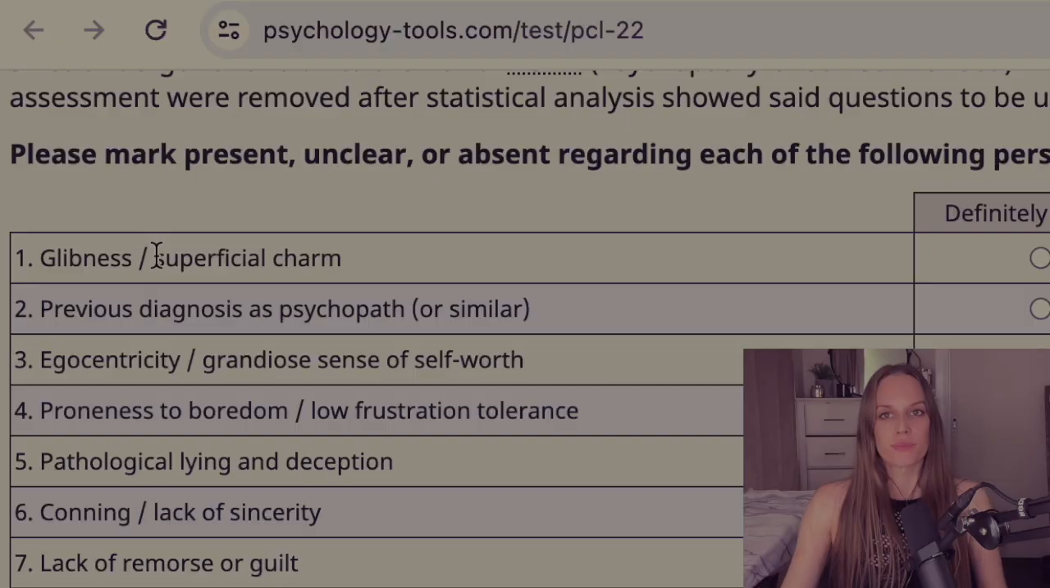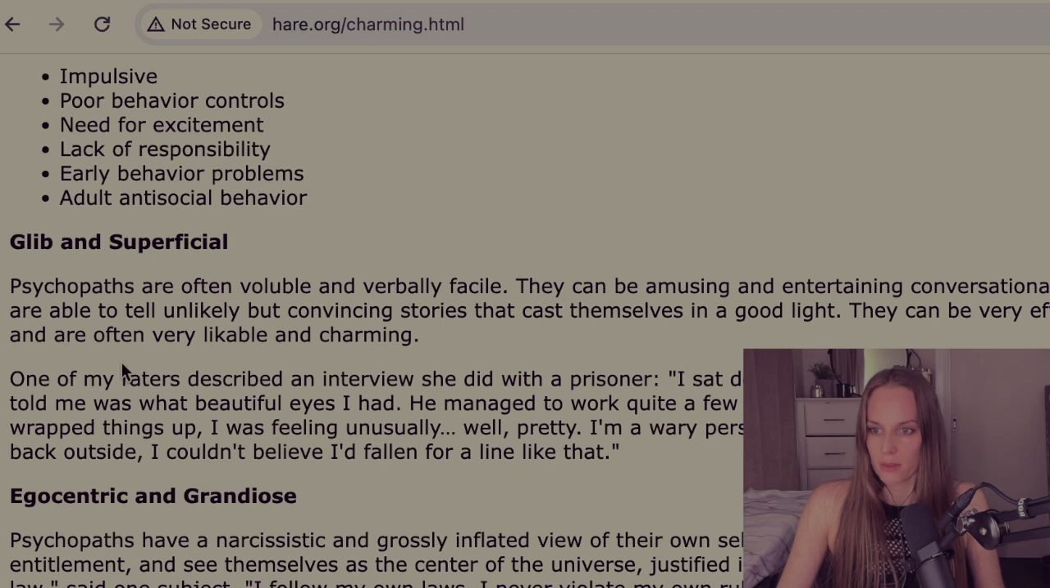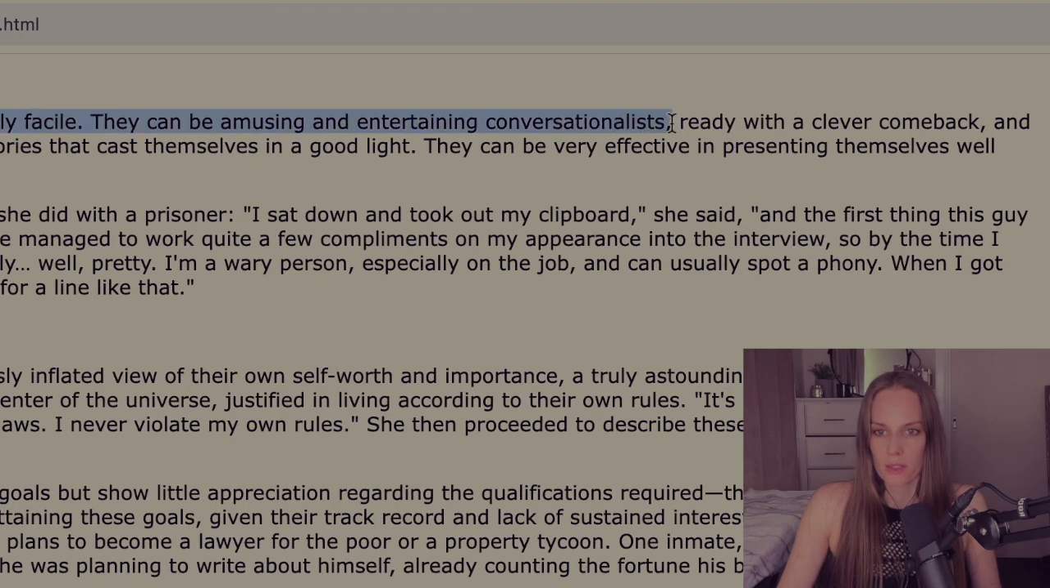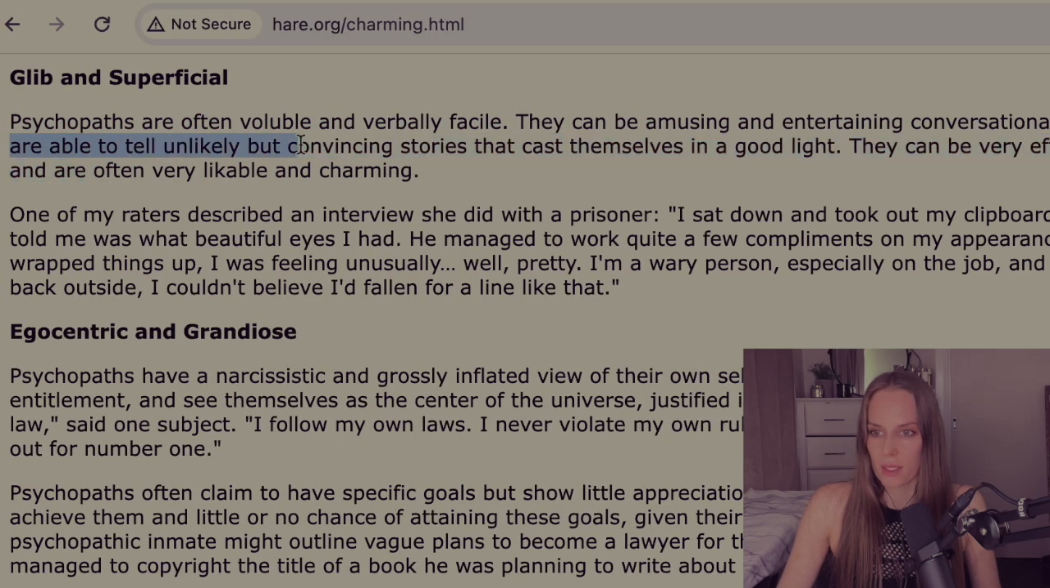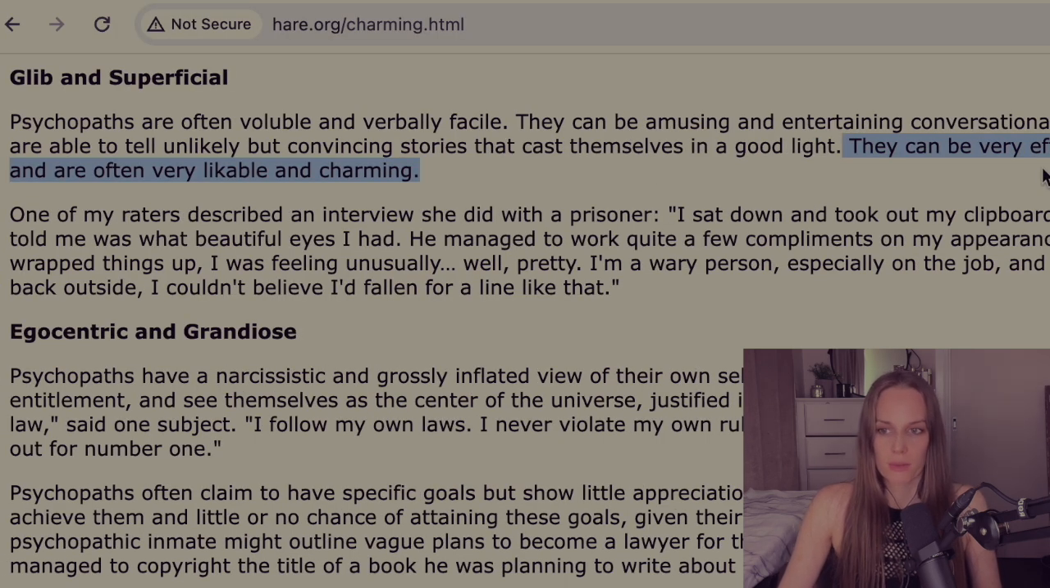So with that said, let's take a look at this. The first item on the test is related to glibness and superficial charm, which Robert Hare describes as: psychopaths are often voluble and verbally facile. They can be amusing and entertaining conversationalists, ready with a clever comeback, and are able to tell unlikely but convincing stories that cast themselves in a good light. They can be very effective in presenting themselves well and are often very likable and charming.